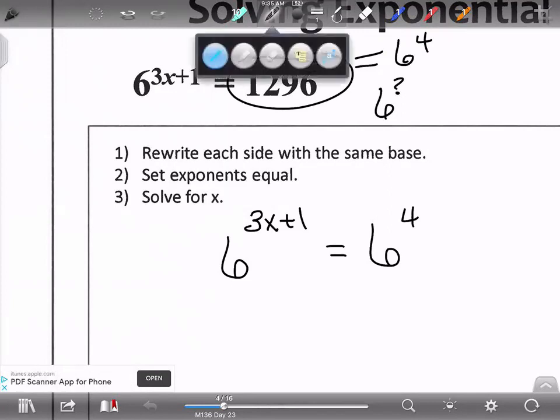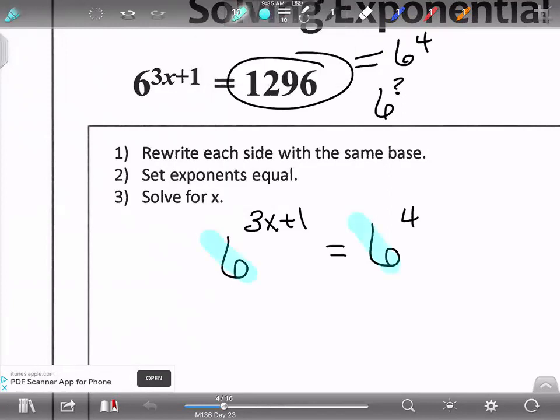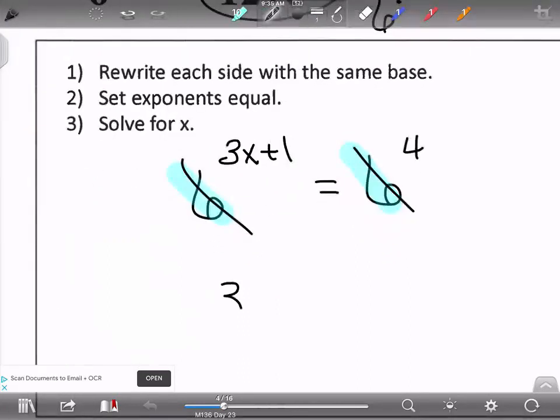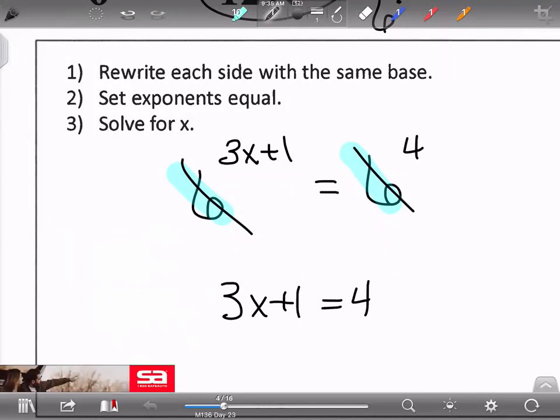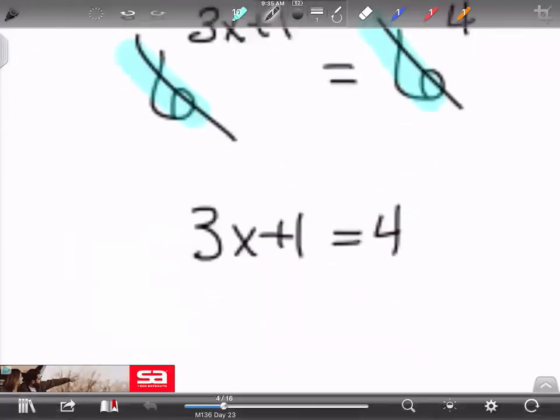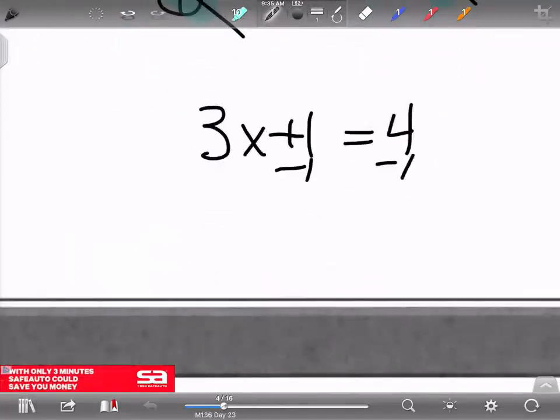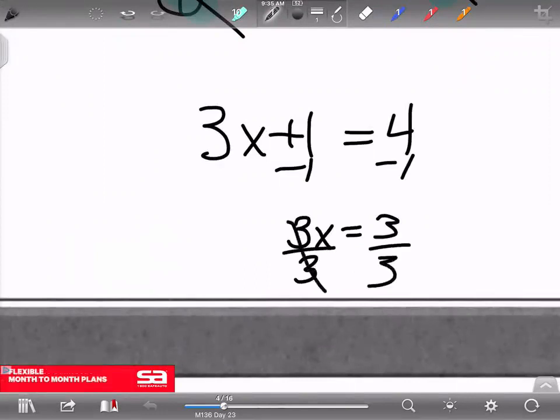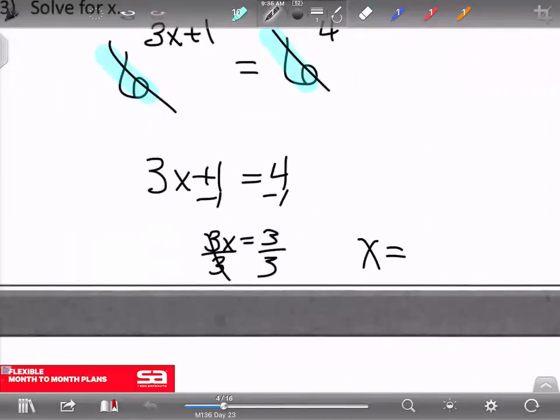Now that we have like bases, both these bases are 6s, we may cancel them out. That's going to leave us with 3x plus 1 equals 4. And now we have an algebraic equation in which we can solve for x. So in order to solve for x, we're going to subtract 1 from both sides. 3x equals 3. Divide both sides by 3. X equals 1. Final answer.